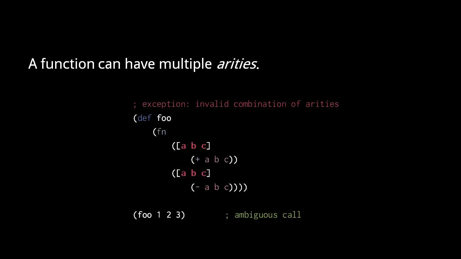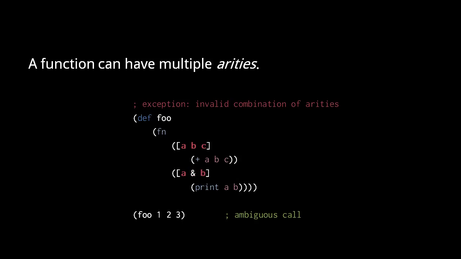An important limitation is that no two bodies of the function may expect the same number of arguments. This fn form here will trigger an evaluation error because its two bodies both expect the same number of arguments, which would make calls to the function ambiguous. Does a call with three arguments invoke the first definition or the second? There's no way for Clojure to decide, so it doesn't allow such functions.